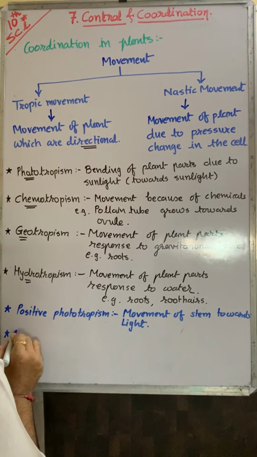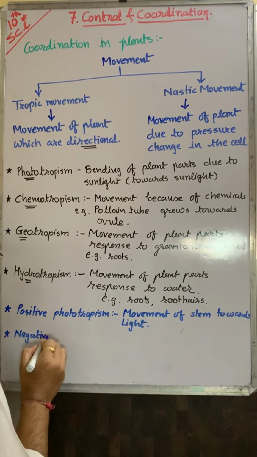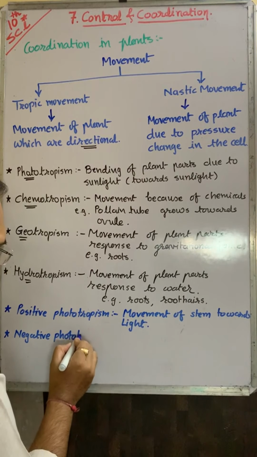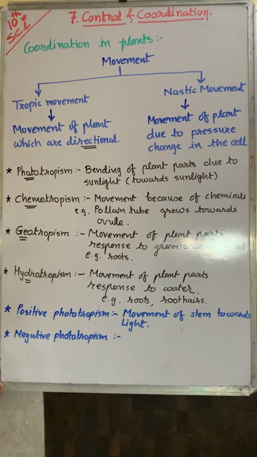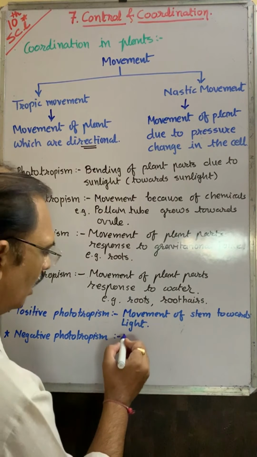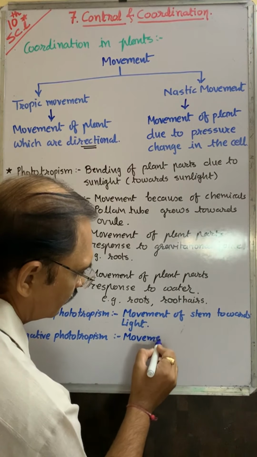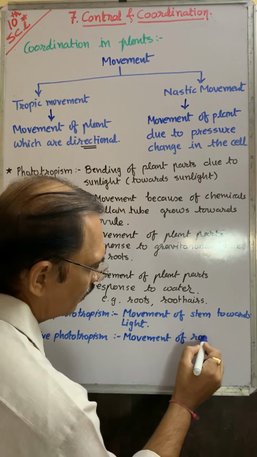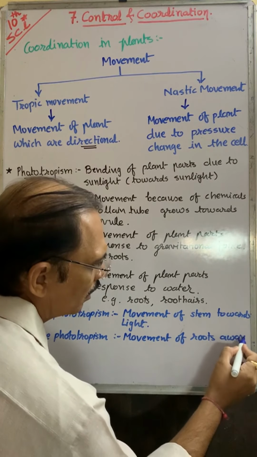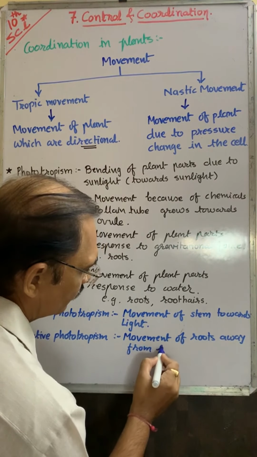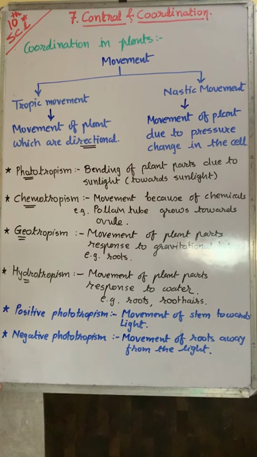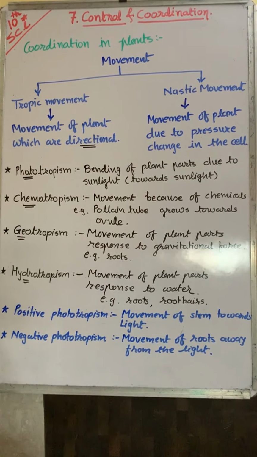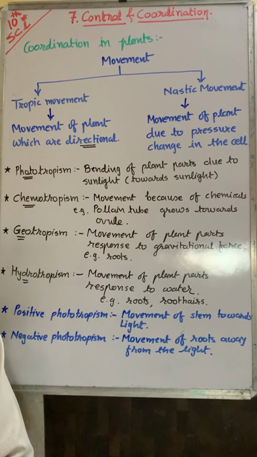Then what about negative phototropism? It is the movement of roots away from the light. That is called negative phototropism. Positive and negative, right? Towards the light is positive, away from the light is negative.